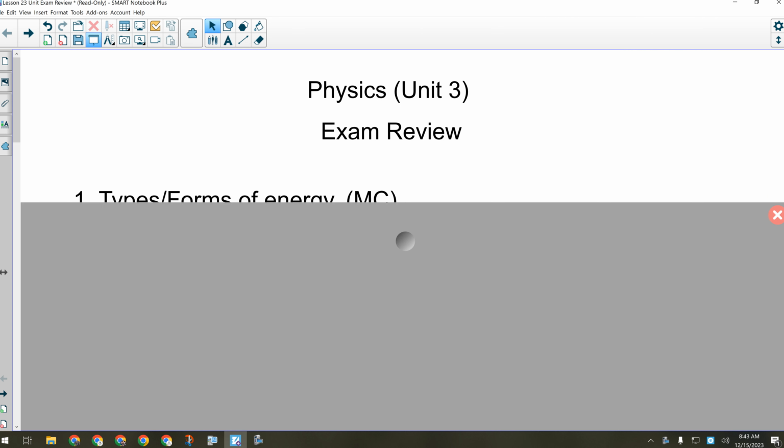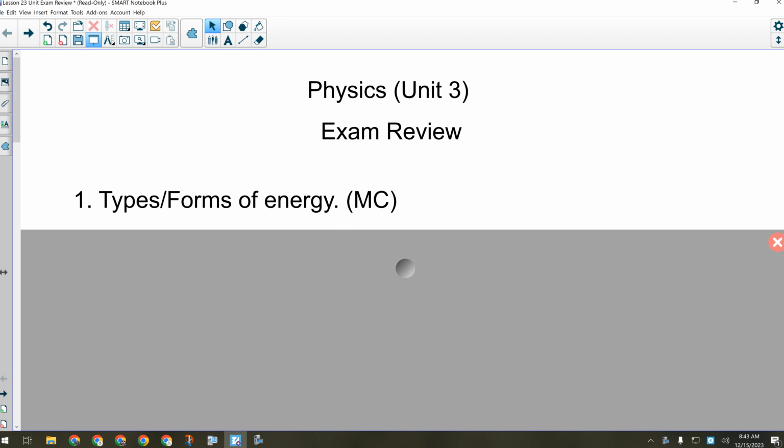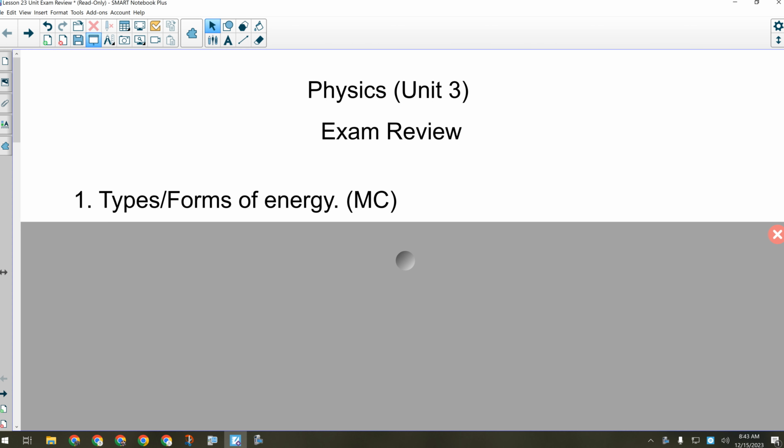So, first thing we covered, types and forms of energy. That's going to be multiple choice. So I might give you a question like, a downhill skier is nearing the bottom of their run. Which would best describe the type of energy they possess? A, chemical. B, potential. C, kinetic. D, mechanical.